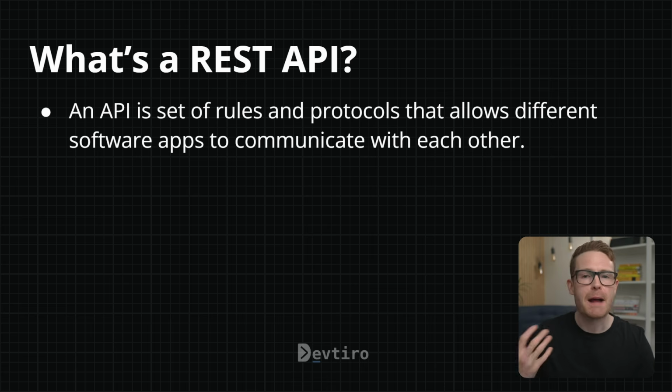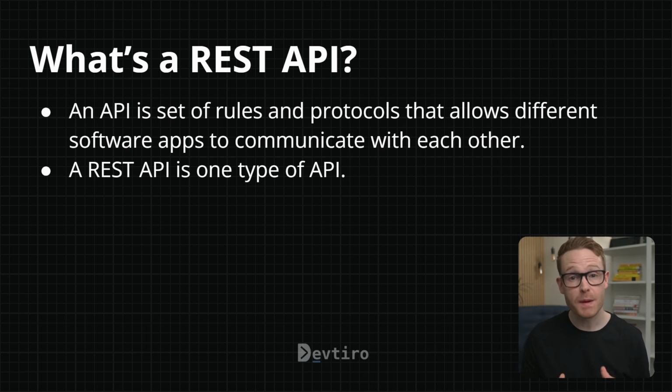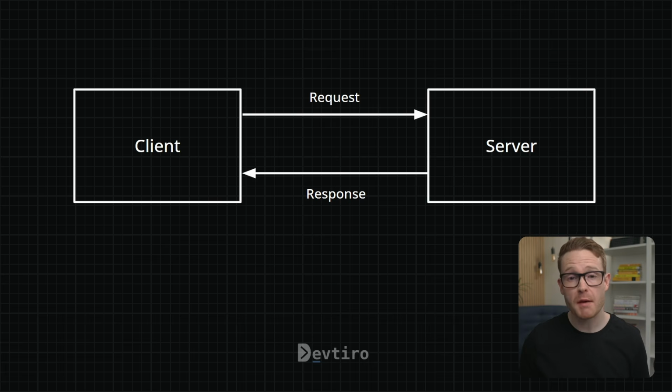An API, or an application programming interface, is a set of rules and protocols that allow different software apps to communicate with each other. Many types of API exist, and our Spring Boot application is going to expose a REST API. REST, or Representational State Transfer, is a set of conventions built on top of HTTP. And because we're using HTTP, we're going to be using this request and response pattern.